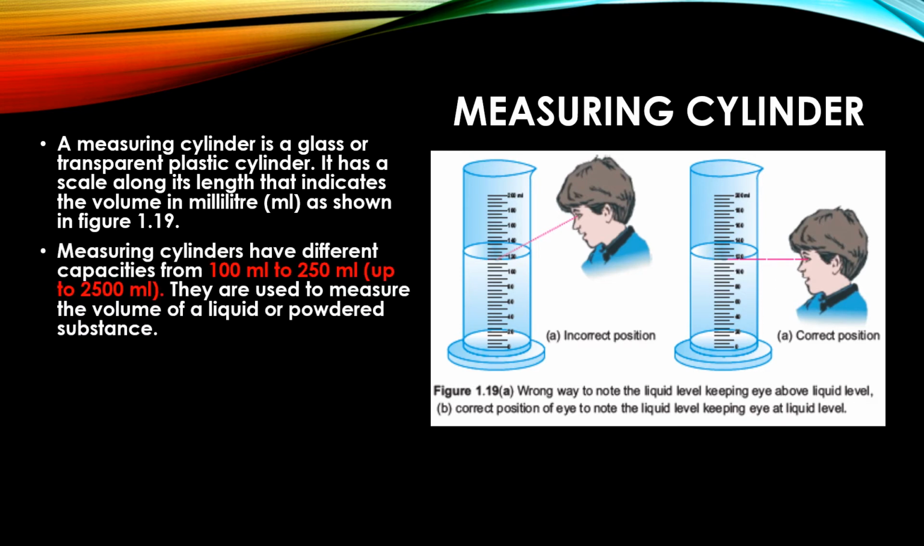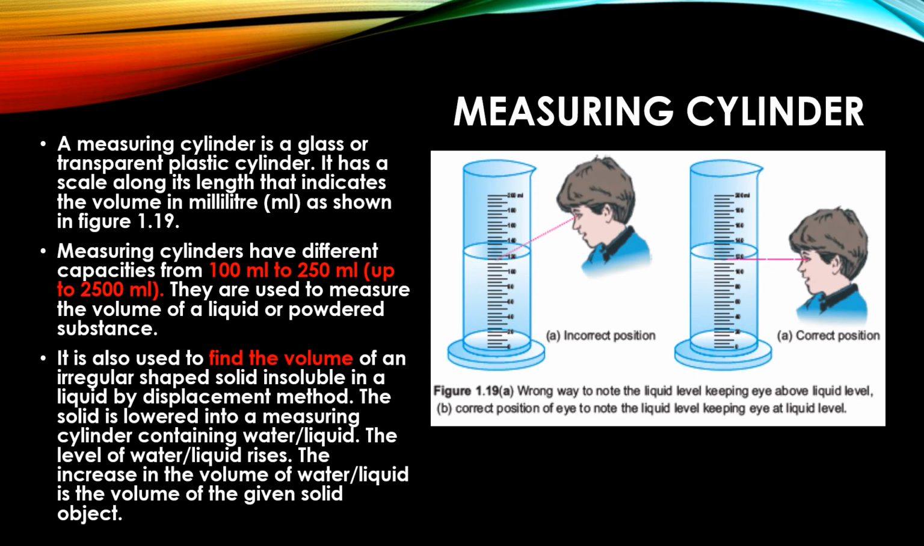Measuring cylinders have different capacities from 100 ml to 250 ml. Again, ml means milliliters. They are used to measure the volume of liquid or powdered substances. It is also used to find the volume of an irregular shaped solid insoluble in a liquid by the displacement method.